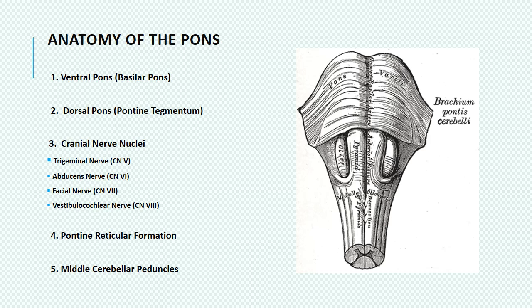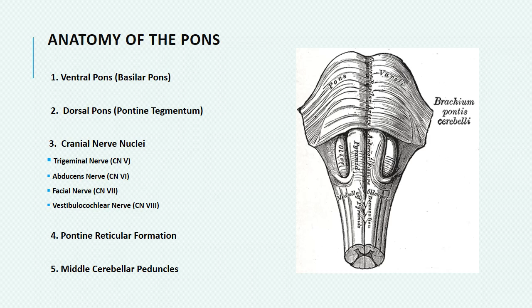Anatomy of the pons. The pons is divided into the following main regions. Ventral pons or the basilar pons. It contains pontine nuclei, large bundles of nerve fibers and transverse fibers. Dorsal pons or pontine tegmentum. It contains cranial nerve nuclei, ascending and descending nerve tracts, and part of the reticular formation.